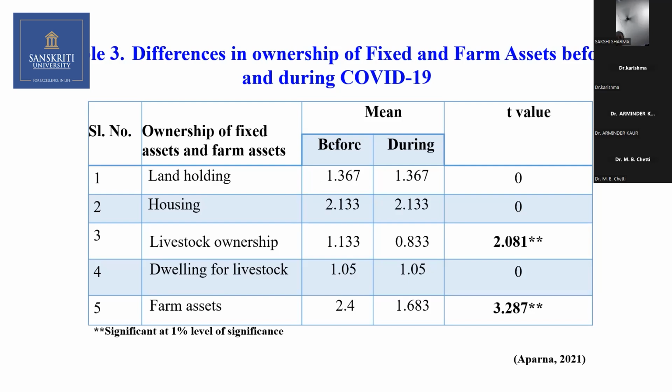They might have lost the livestock during COVID. So it has drastically reduced, and the T value being significant 2.081, you can say that during COVID, they have lost their livestock. So also the farm asset, they have lost farm asset, which is 2.4 to 1.68, it has reduced during COVID, and statistically it is significant, 3.287 is the T value.